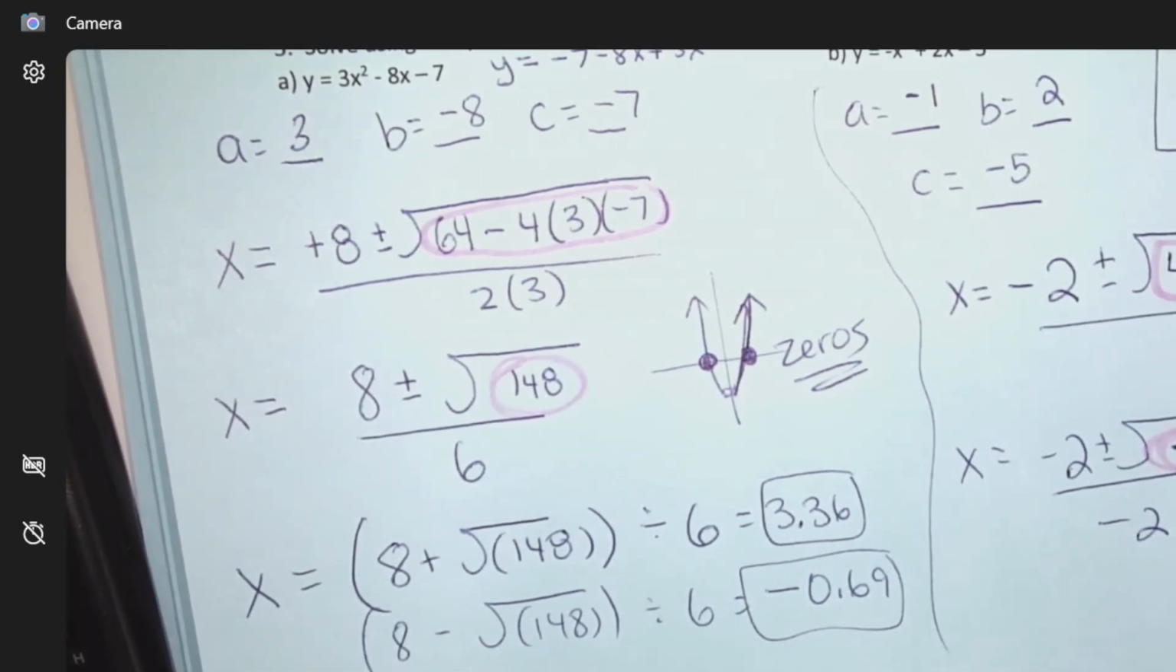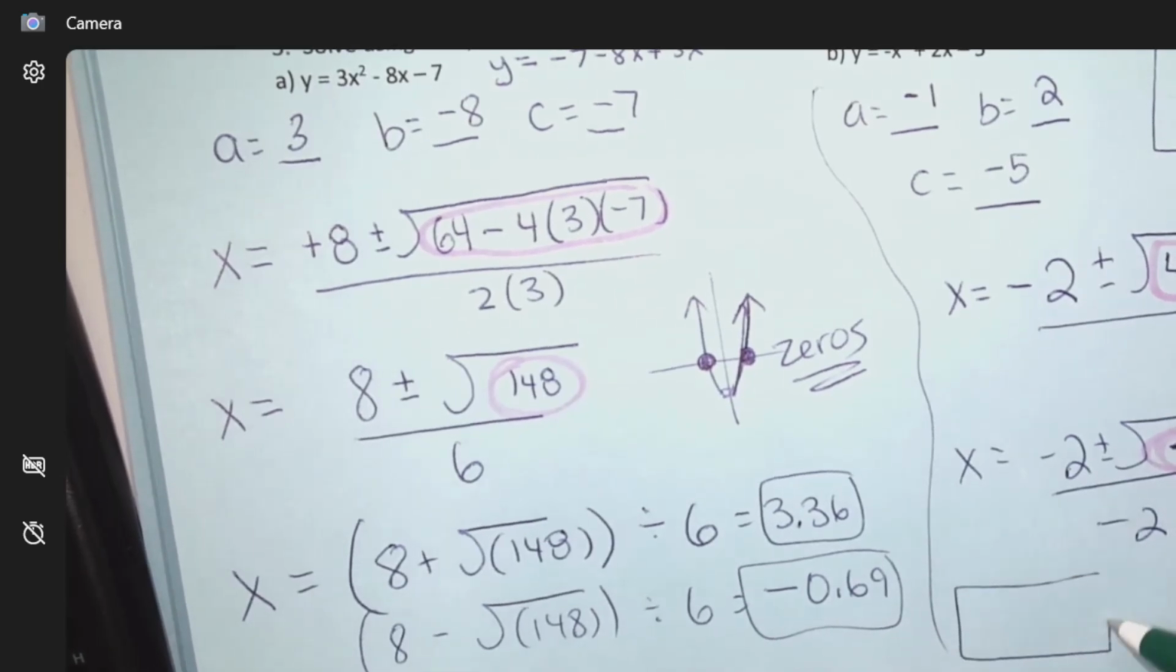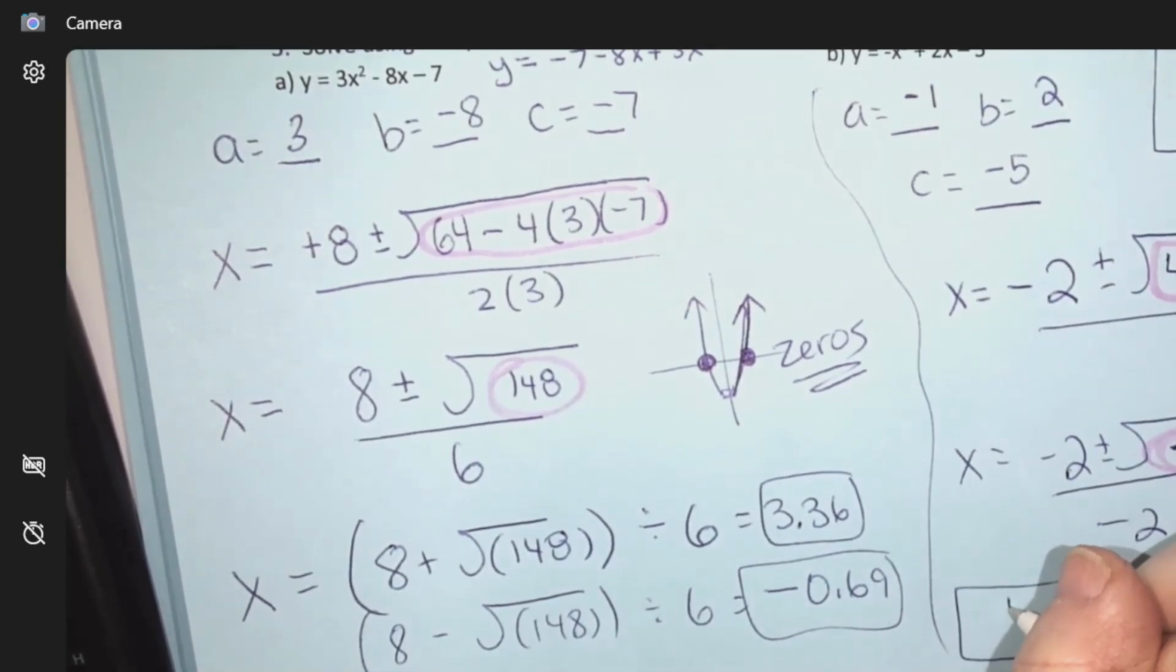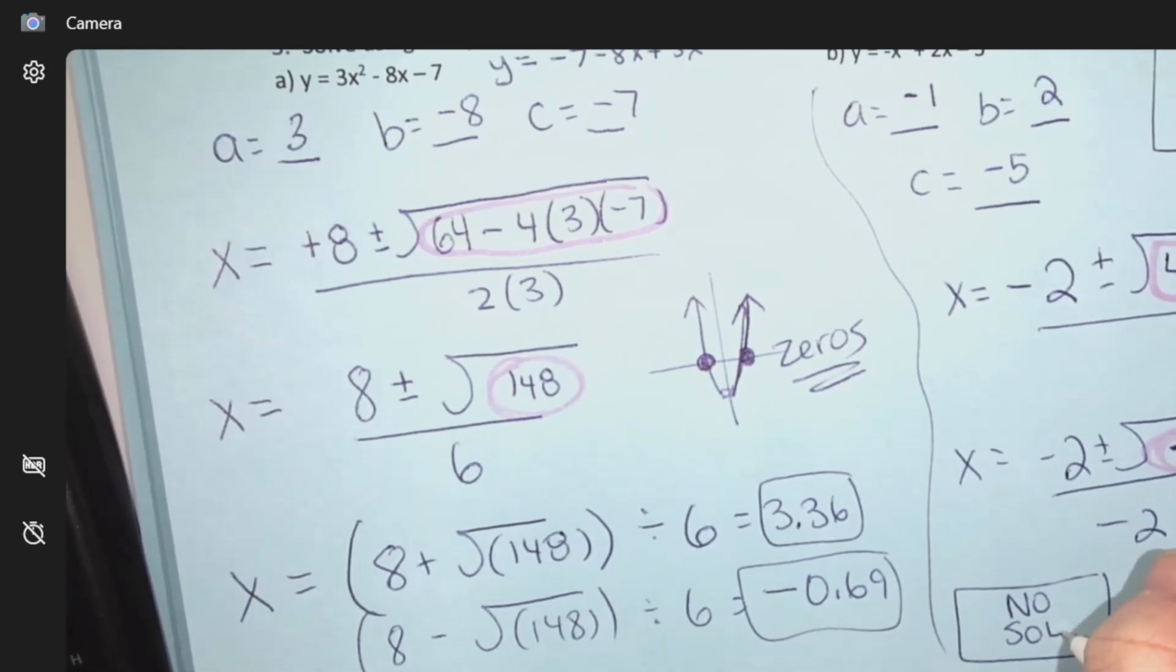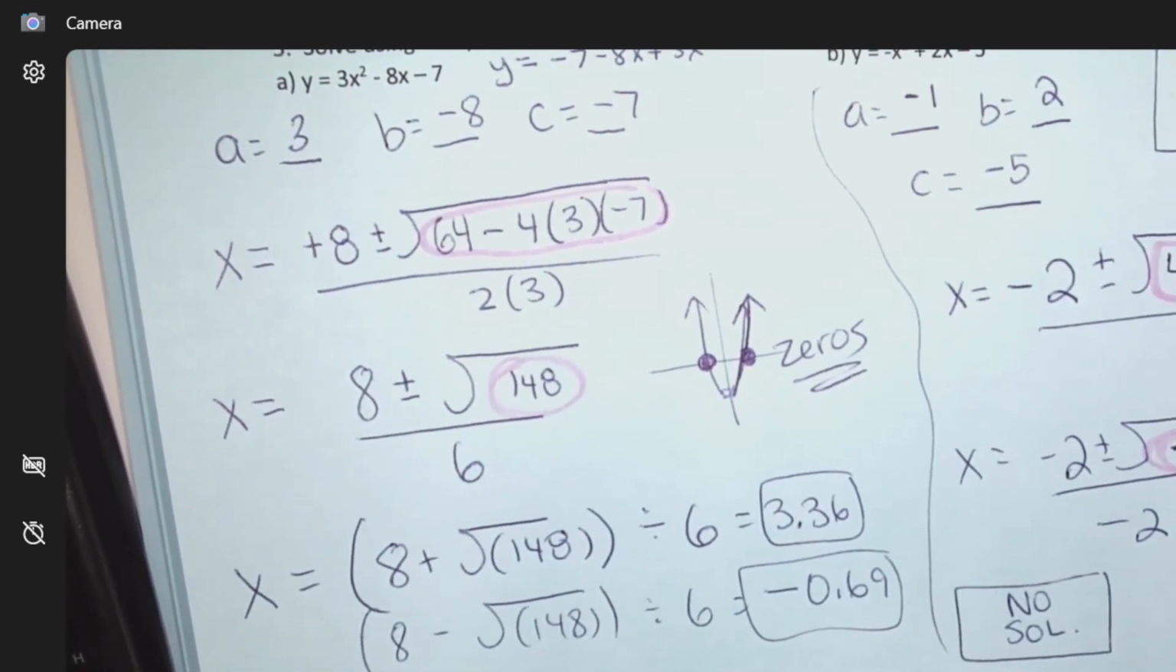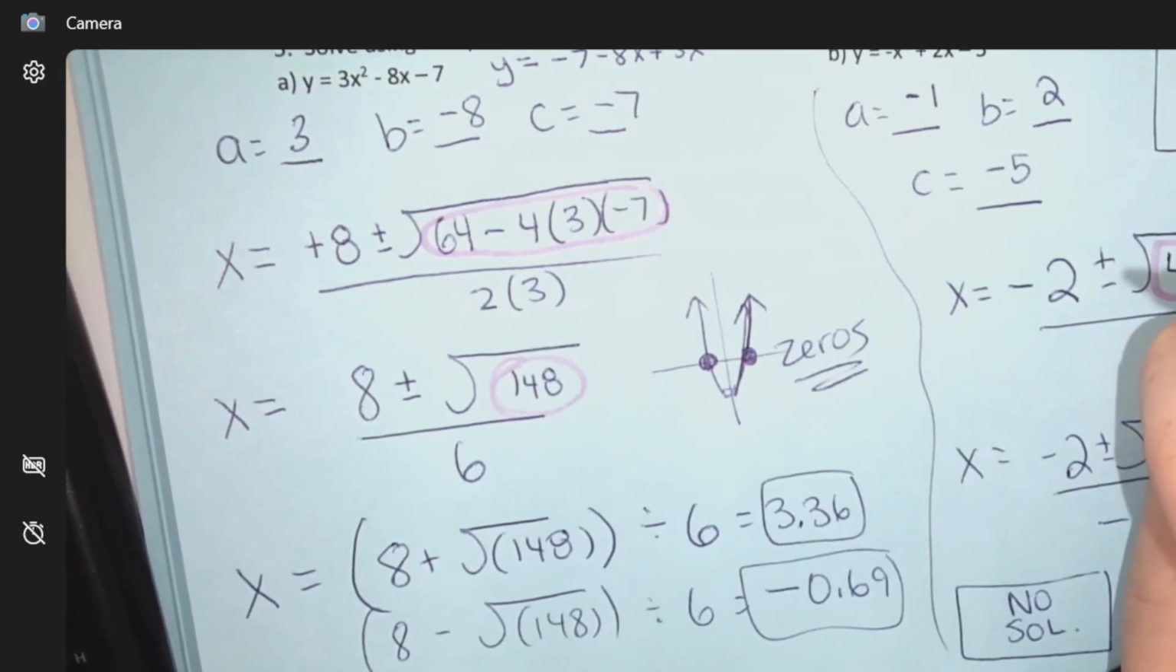Okay, I'm going to stop. I'm done. Why am I done? What do you think about square rooting negative numbers? Can't do it. So what should I write about the x-intercepts? What should I finalize as an answer here? There are no solutions to this. There's no x-intercepts. And verify this with graphing.